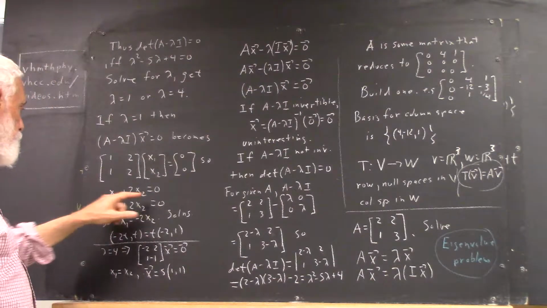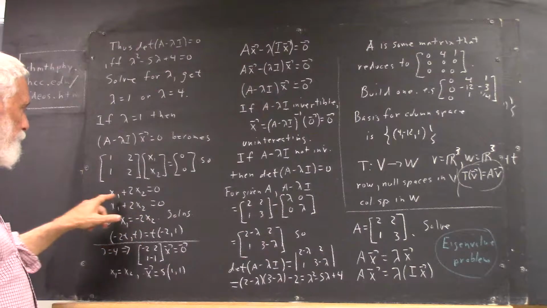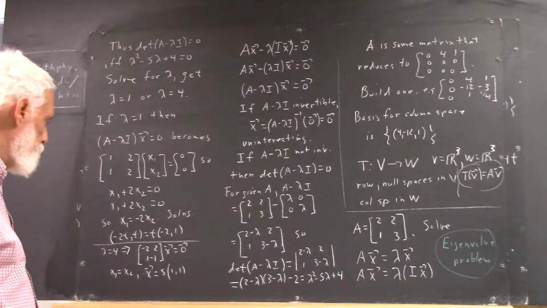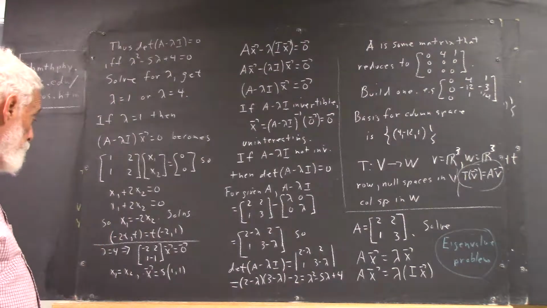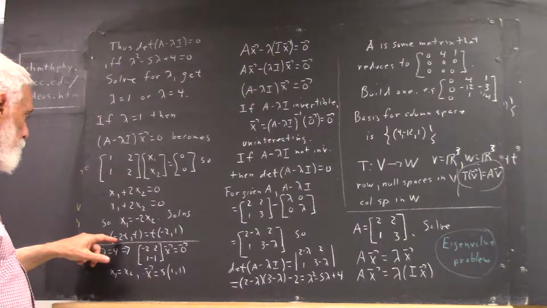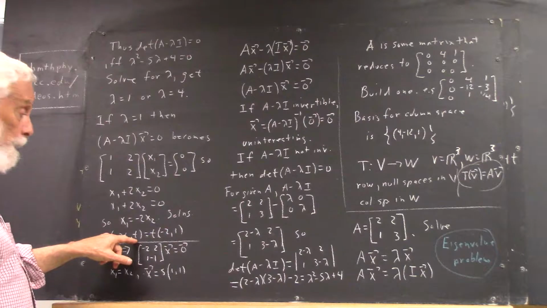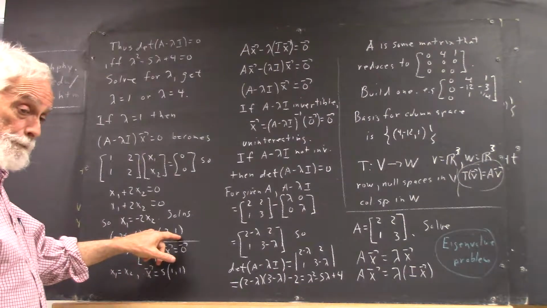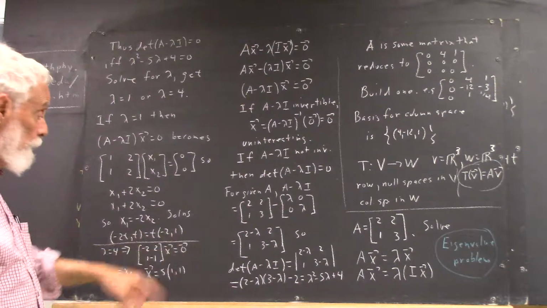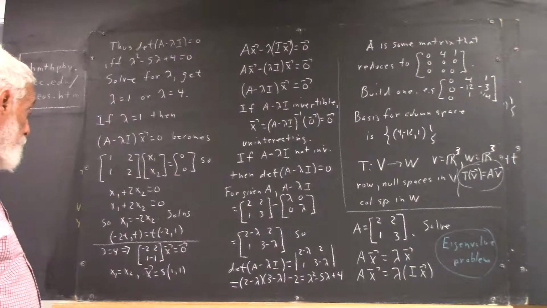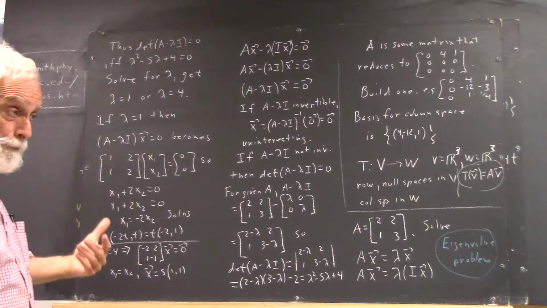So the equation here has solution x1 equals negative x2. You have a free variable, let x2 be your free variable, and you have solution negative 2t, or t times the vector negative 2, 1. So negative 2, 1 is what you would call your eigenvector, and your eigenvalue is 1.